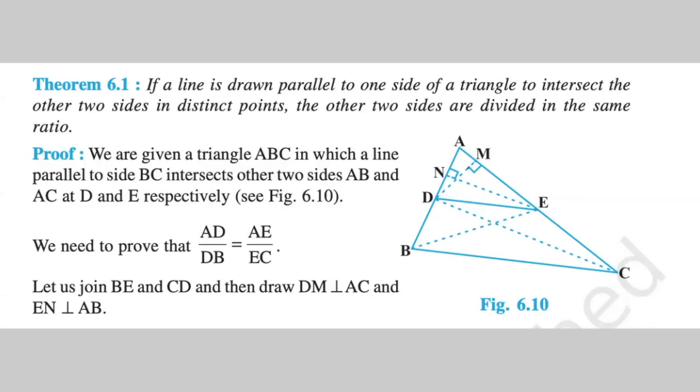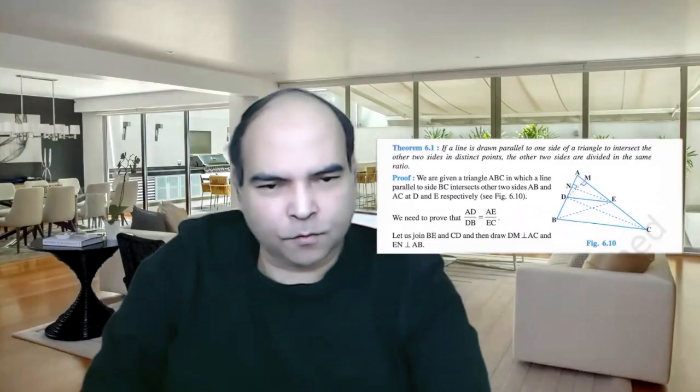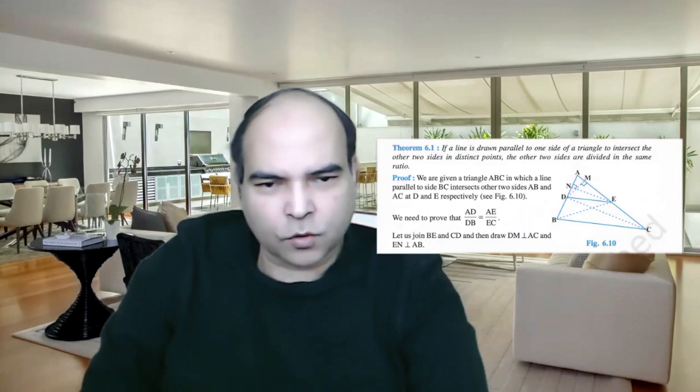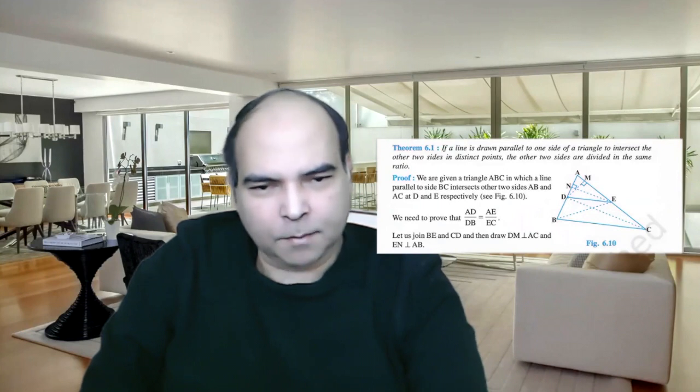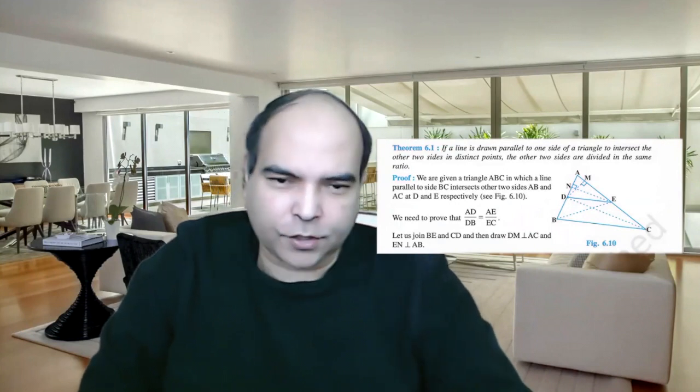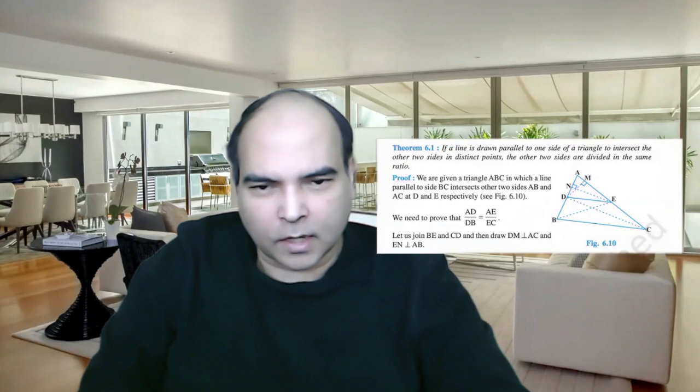Now my objection to the way maths is taught starts from the next point. Let us join BE and CD and then draw DM perpendicular to AC and EN perpendicular to AB. It's fine till here. But let us join BE and CD and then draw DM perpendicular to AC and EN perpendicular to AB. Now, the problem with this writing and this communication is that they are not telling you why you should think that way.